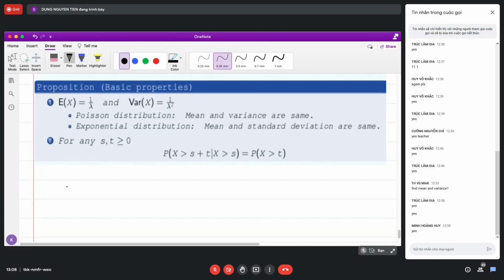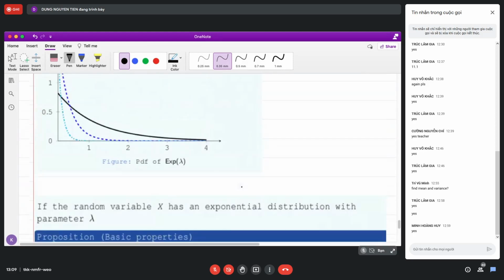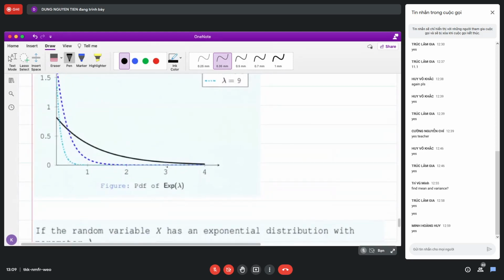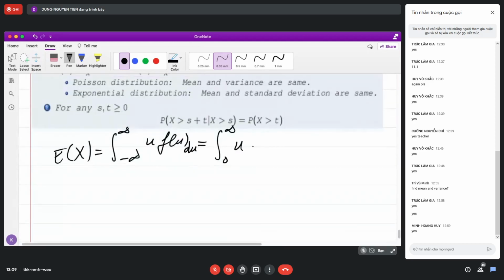Why? Well, the mean of x is simply the integral from -infinity to infinity of u f of u. And then you get the integral from 0 to infinity only, right? Because if u is less than 0, the density function is 0. If u is more than 0, then can you tell me the density function? What is that? The density function in this case is lambda times the exponential of minus lambda u. Okay, and you can do the calculation to see that it is 1 over lambda.